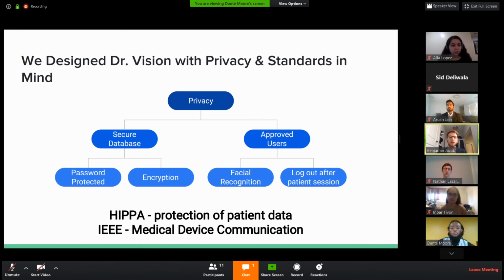And as you can see, we have designed our product while considering both privacy and engineering standards and specifications. We use a secure database, which includes both password protection and encryption, and we only allow approved users to gain access to the system. Doctors log in by facial recognition, and they log out when the session's over. And for standards, we looked at HIPAA legislation and IEEE medical device requirements to ensure our product fit industry standards.